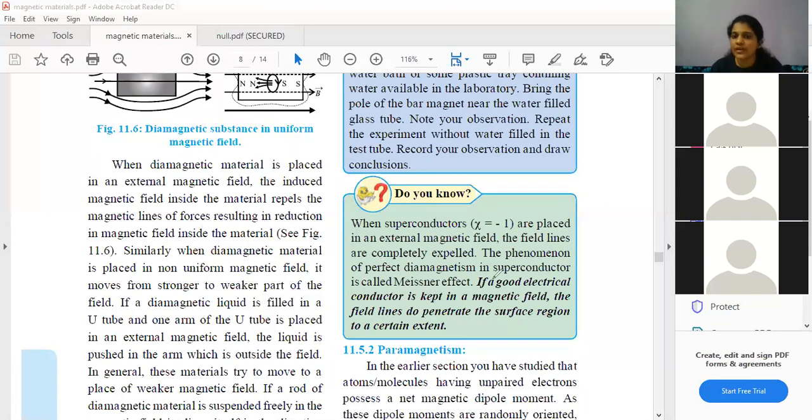Okay, fine. Next, what is written? If a good electrical conductor is kept in a magnetic field, the field lines do penetrate the surface region to a certain extent. Okay, for good conductors, some amount of magnetic lines are able to penetrate inside the material, but that does not happen in a superconductor. So we can say that superconductors are not good conductors. Okay, fine. So this point is important.